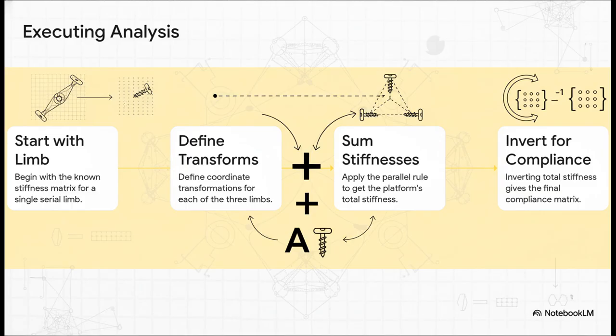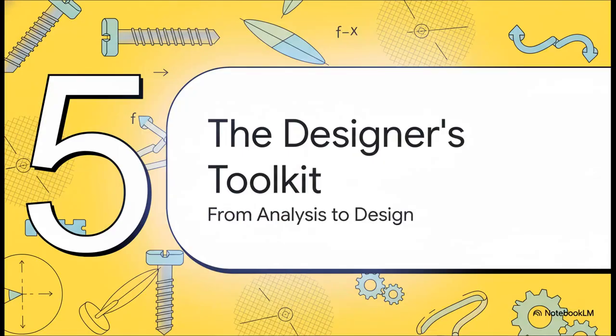First, we start with the stiffness of one limb. Got it. Next, we use our transformation matrices to make sure all 3 limbs are viewed from the platform's center. Then we use our parallel rule. We just sum up all the stiffnesses. And for the final step, we just flip that total stiffness matrix to get the final compliance for the entire platform. Done.